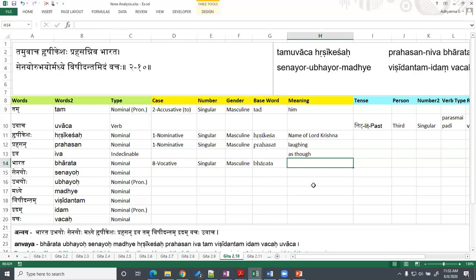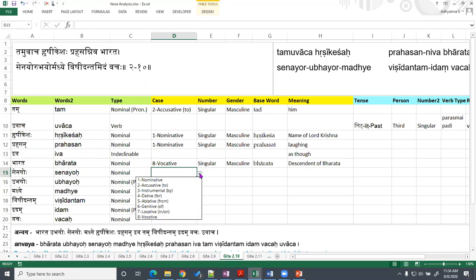Bharata refers to the one who is descendant of Bharata. So the whole clan was descendant from a king called Bharata in the ancient times. So both Kauravas and Pandavas, they are Bharata. That's why in Bhagavad-Gita you will find this word being used for Arjuna quite a few times by Lord Krishna, because Arjuna belongs to the same lineage, same clan.